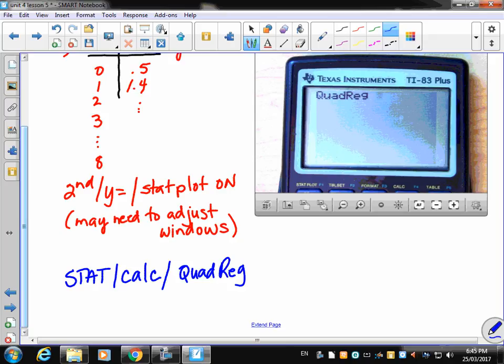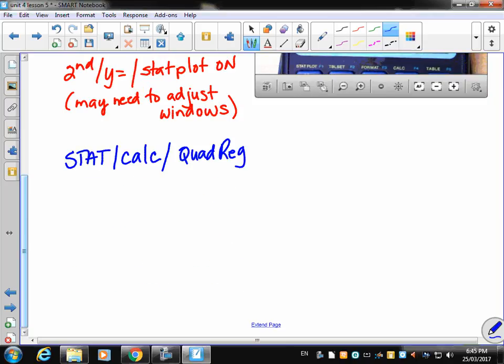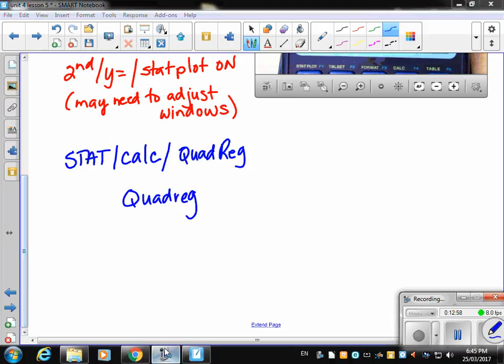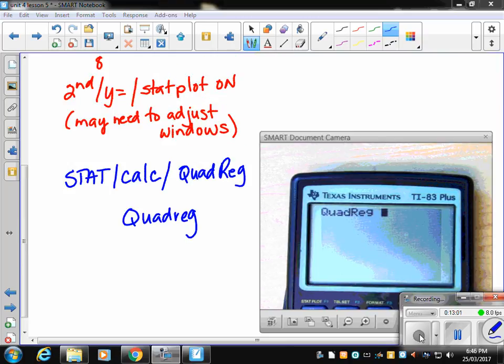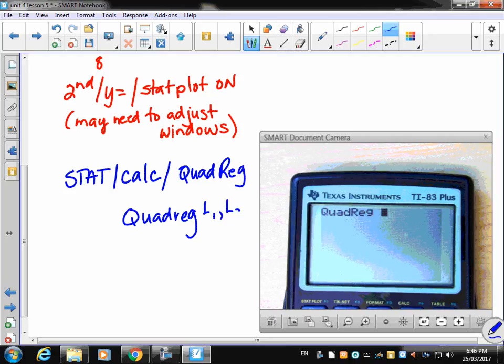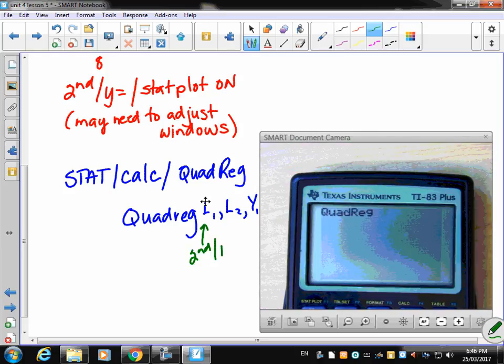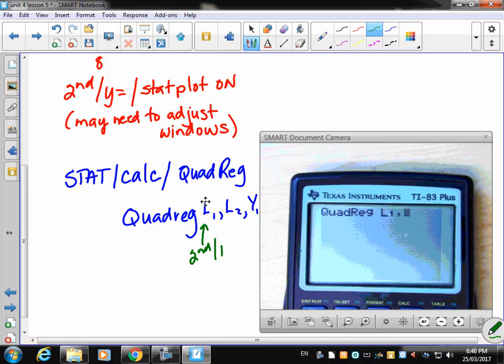Quadratic regression. Your screen will have the word QuadReg. Well, it's not really a word, kind of a combination of words. What you want it to look like is QuadReg L1, comma, L2, comma, Y1. So L1 and L2 are up above the numbers 1 and 2. To get this one, it would be second function number 1 button, then there's a comma button, second function number 2, then there's a comma button.